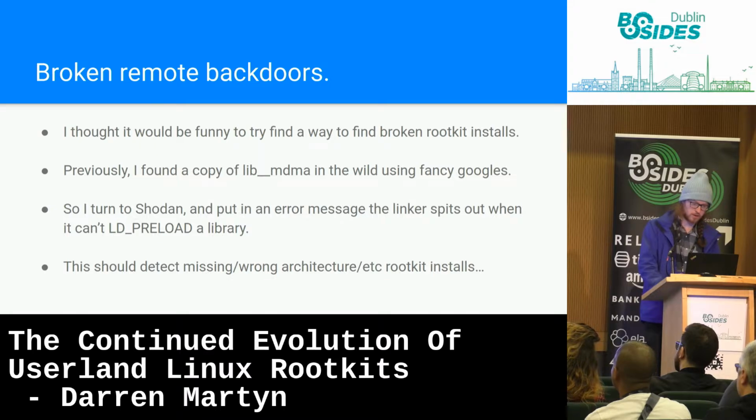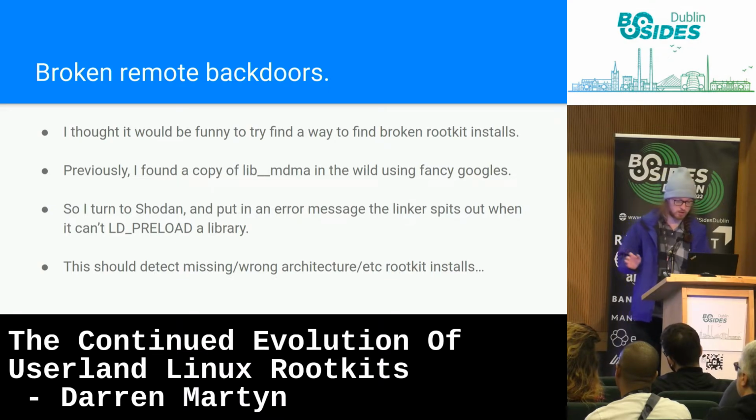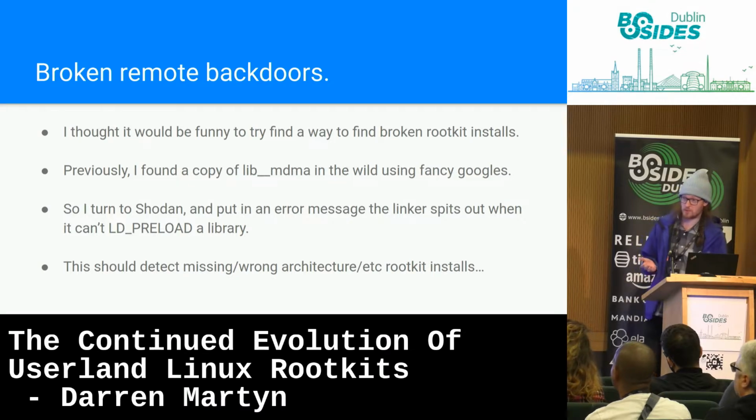But we'll get to that later, because with remote backdoors like the accept backdoor, when they break, they really break. When your backdoor stops working, it stops working in a really funny way. So I thought to myself, I'll try to find broken rootkit installs on the internet, like live infected boxes where something's gone catastrophically wrong. And I was able to find a load of them.